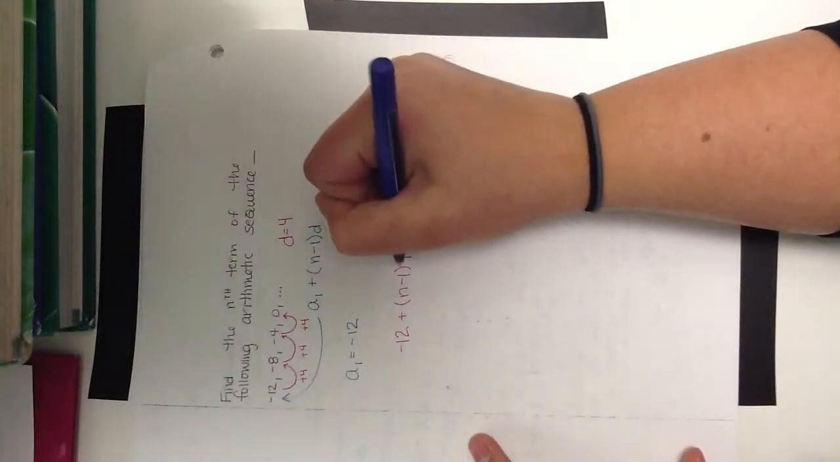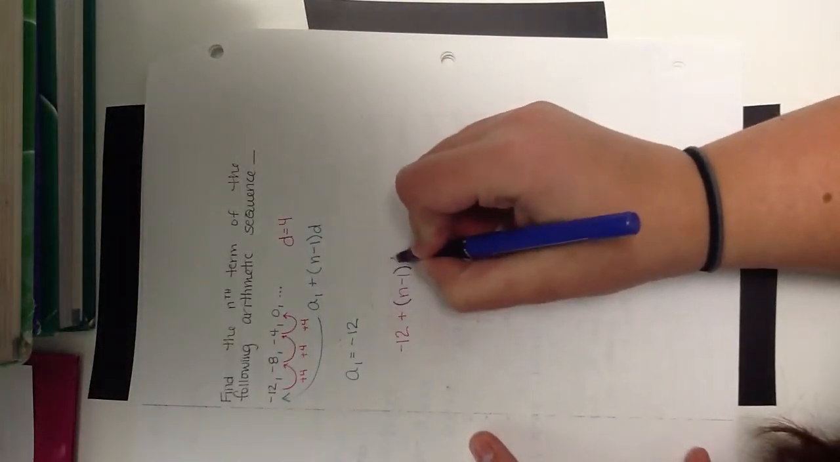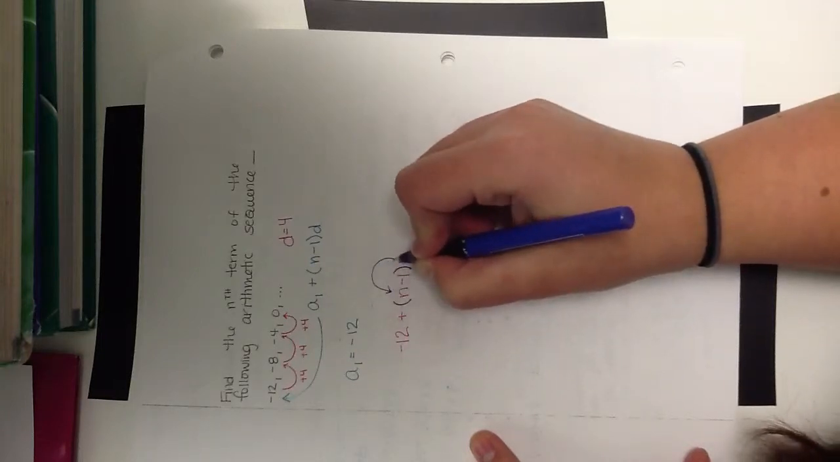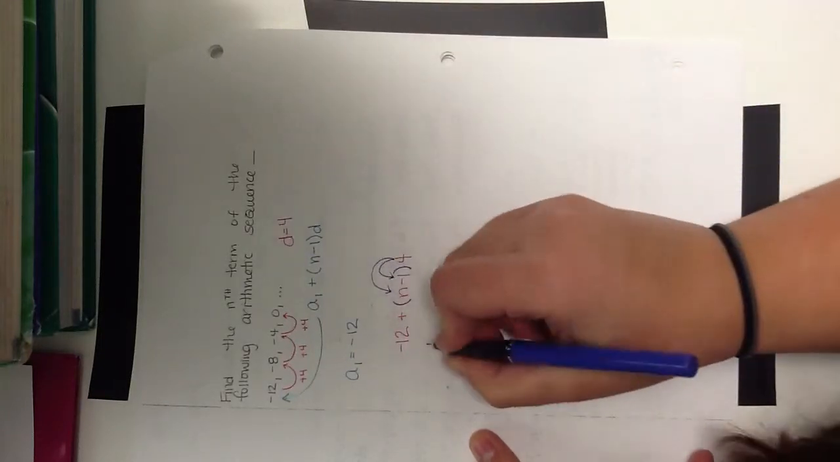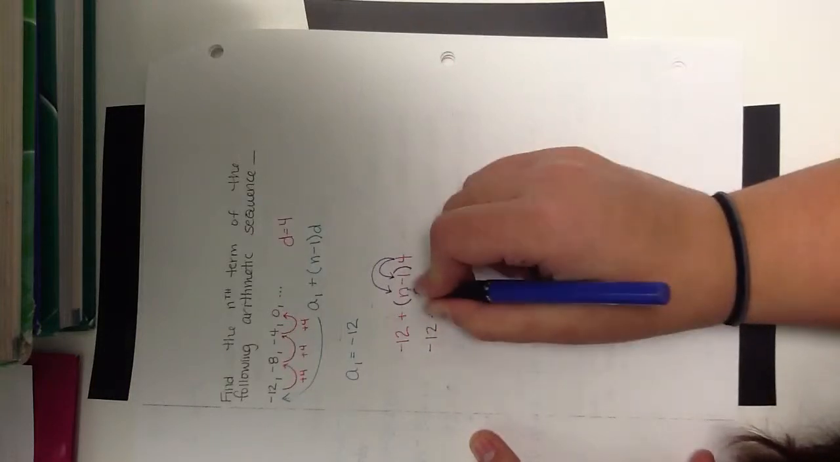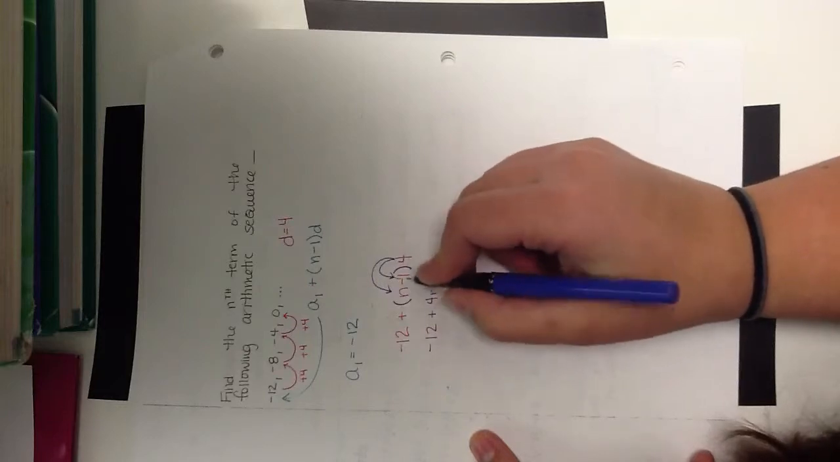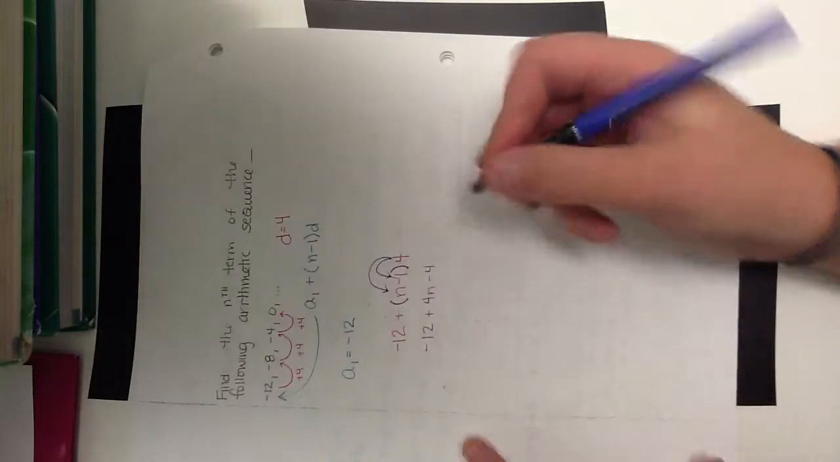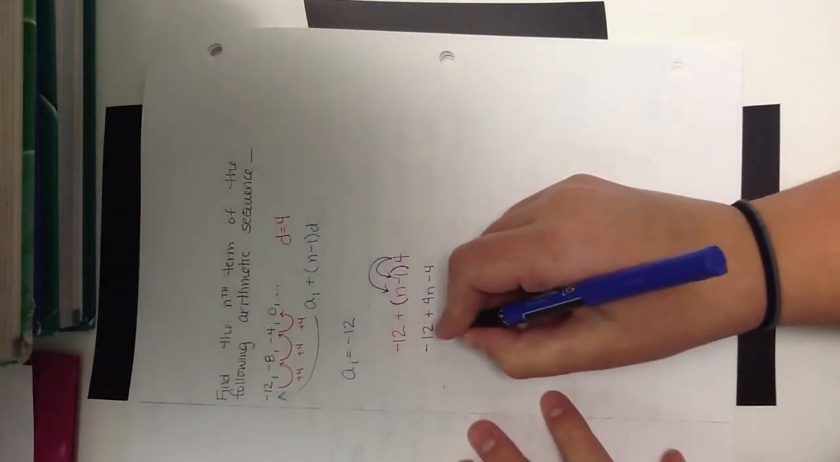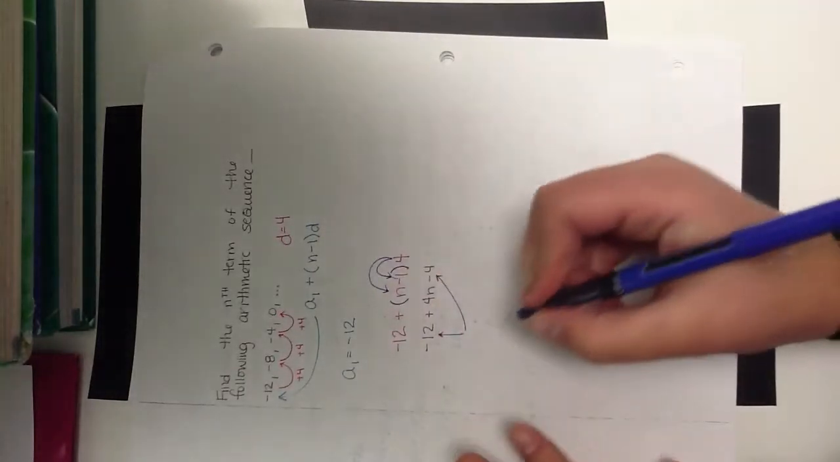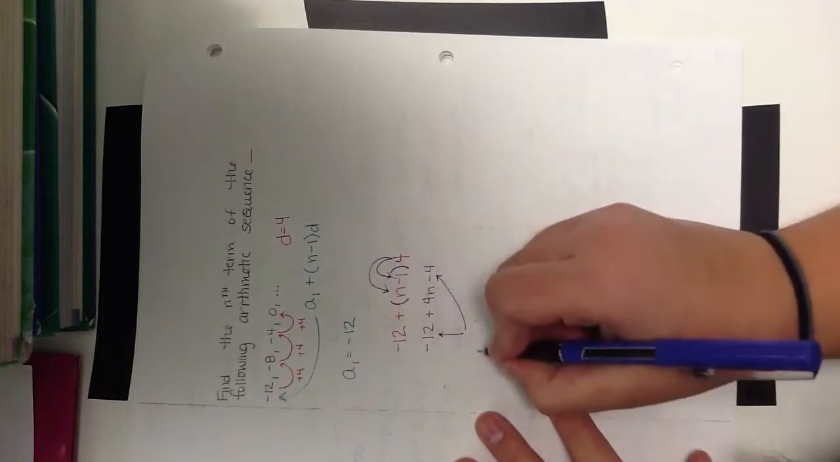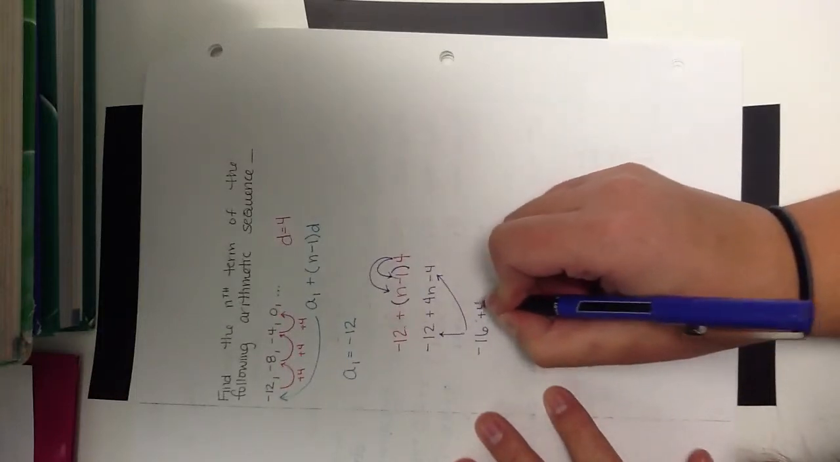Remember, simplified means no like terms and no parentheses. So to do this, I'm going to have to distribute this 4, and since it's next to n minus 1, I distribute it to n and to minus 1. So I have negative 12 plus 4 times n is 4n, minus 1 times 4 is minus 4. Now I have these like terms, negative 12 and negative 4 are like terms. So if I have negative 12 minus 4, I get negative 16 plus 4n.